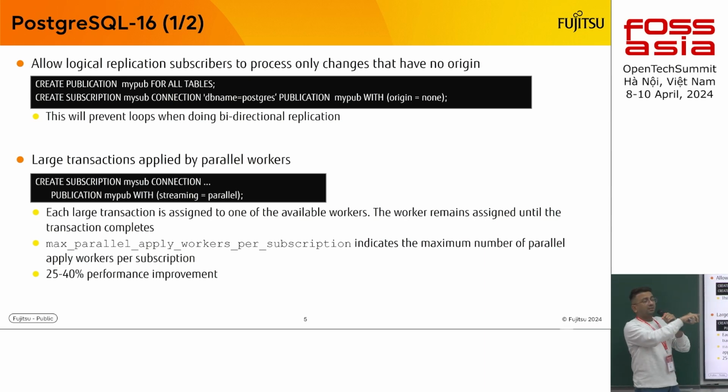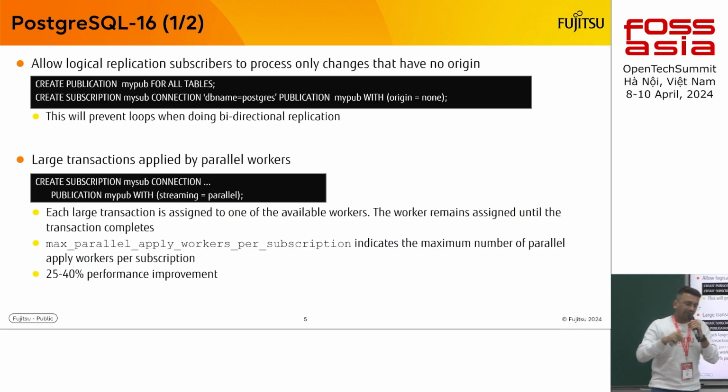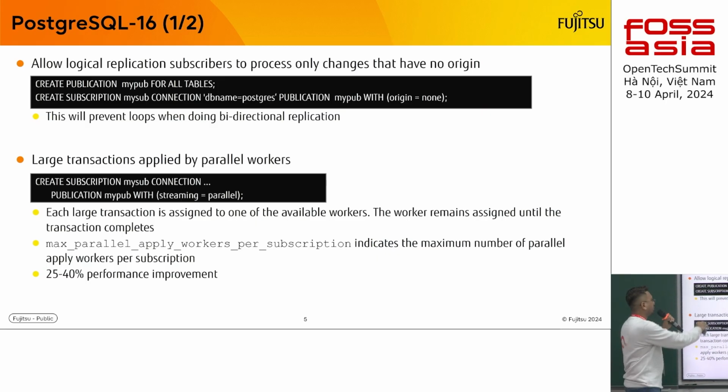But once we set origin equal to none while creating the subscription, in that case the subscriber will request to send only those data changes which are created by the SQL commands. So that's the benefit. So we can achieve some sort of bidirectional replication.